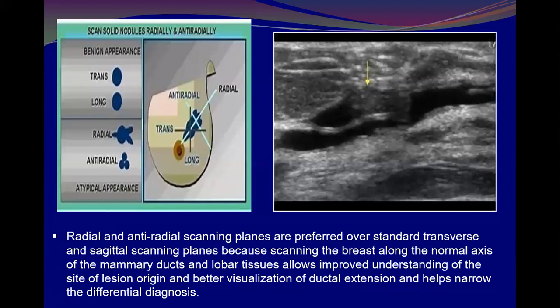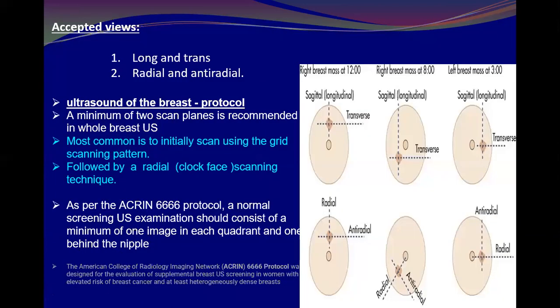Okay, so as we mentioned, it is good for a lesion related to a ductal system. And this is very helpful when you scan the duct in a radial technique, radial and antiradial. It will help us to evaluate the ducts and lesions related to the ducts and their extent. And don't forget to put the probe perpendicular and do the antiradial technique. So the accepted views are long and transverse, which is the Minder technique, and radial and antiradial technique.